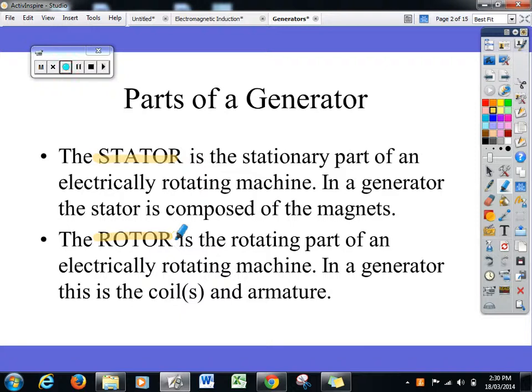In the most common design for a generator, we take the coil and spin it and keep the magnets the same, make them stationary. But in other designs, we can keep the coil stationary and spin the magnets. So the stator and the rotor can change position, or change function. Those two words are going to be used just like we did in the motors.